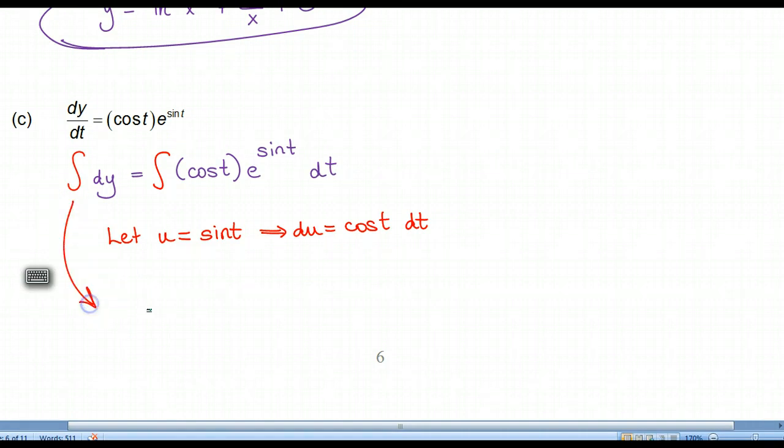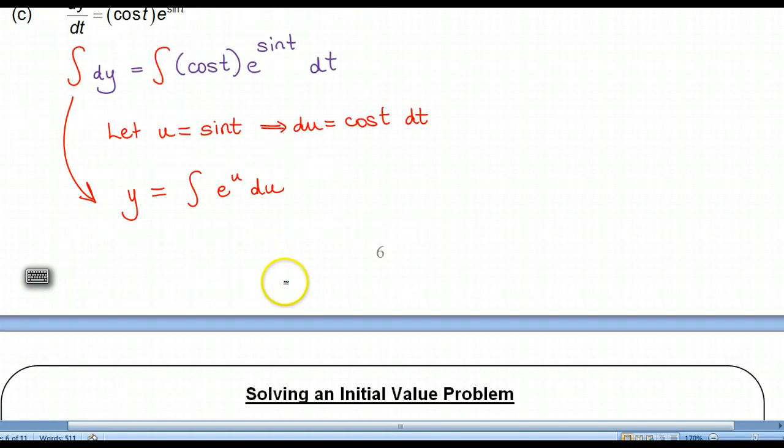So from here to here, I'll have y equals. I haven't integrated anything, I'm just replacing. The only thing I've integrated is the left side, that's fine. The antiderivative of dy is just y. Well, because I have a composition of functions and a product, which ends up being e to the u plus c. So y equals e to the sine t plus c.